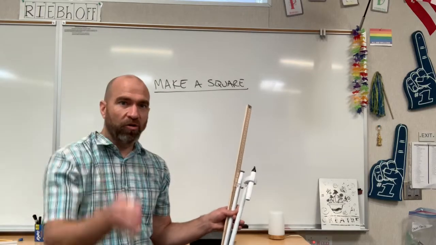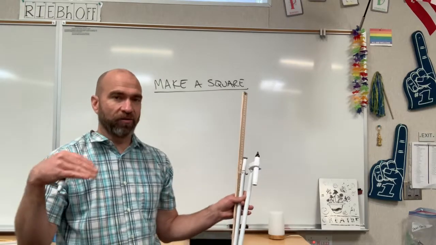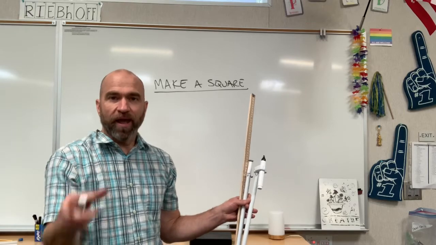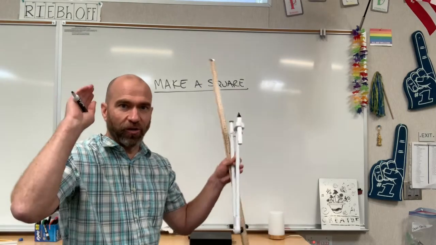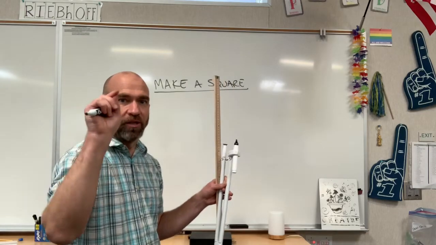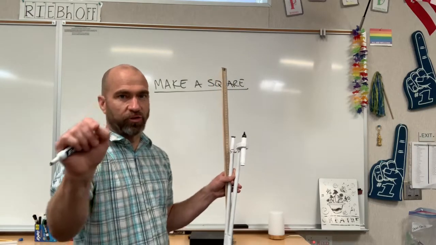How do we make 90 degree angles? Where have you seen that before? How can we get the sides totally equal? Okay, so you are on your own. Look through your stuff. Go to it. Ready, set, go.